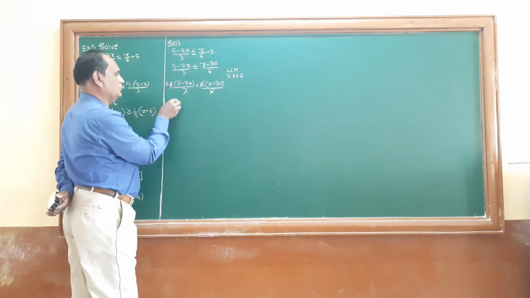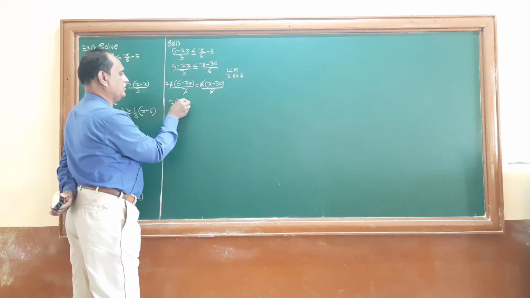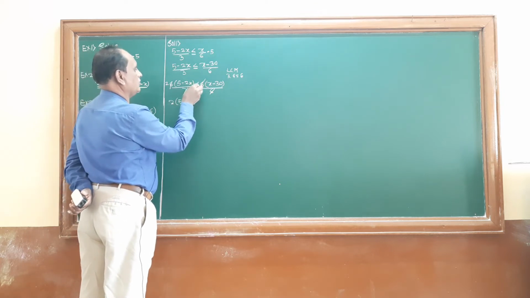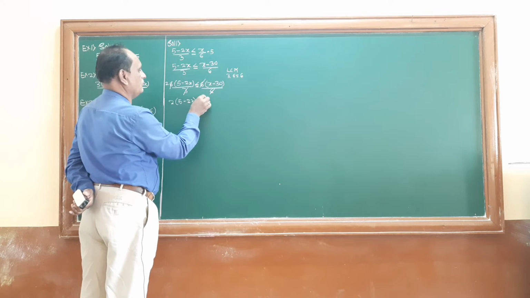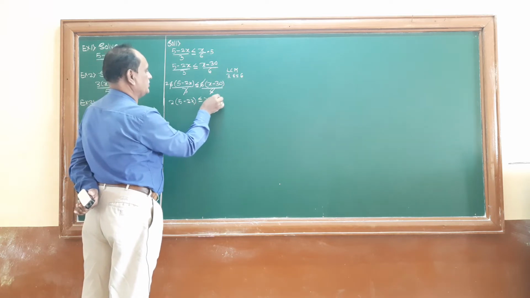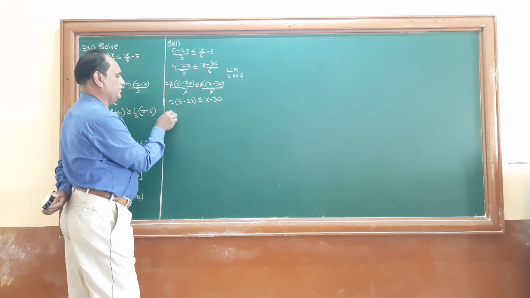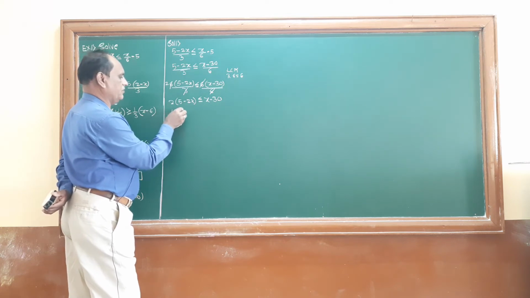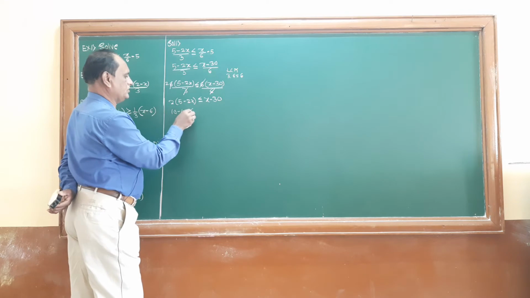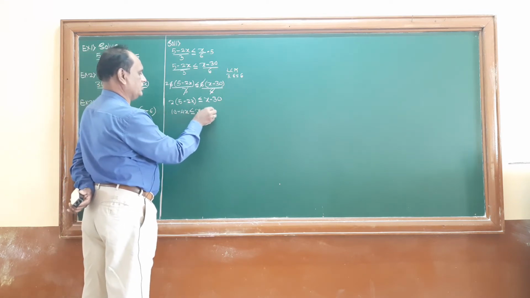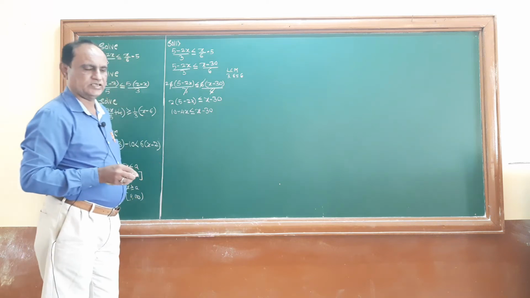Therefore 2 times (5 minus 2x) is less than or equal to x minus 30. Again write in simplest form. Multiplying by 2, we get 10 minus 4x is less than or equal to x minus 30. Collect the x terms on one side.